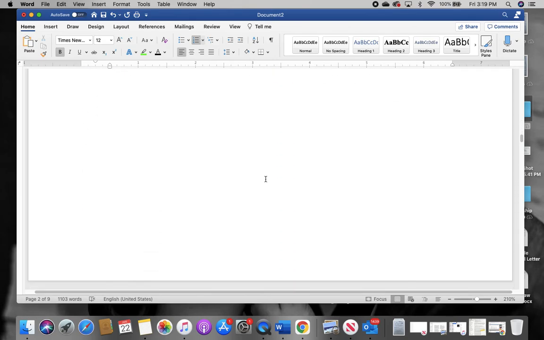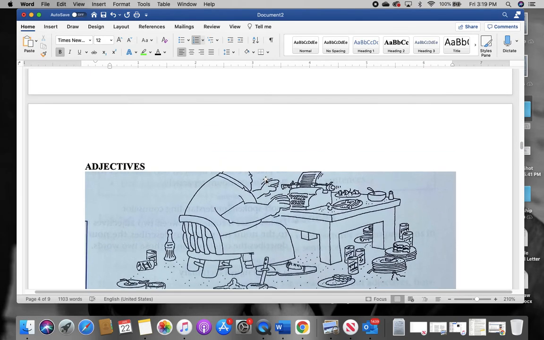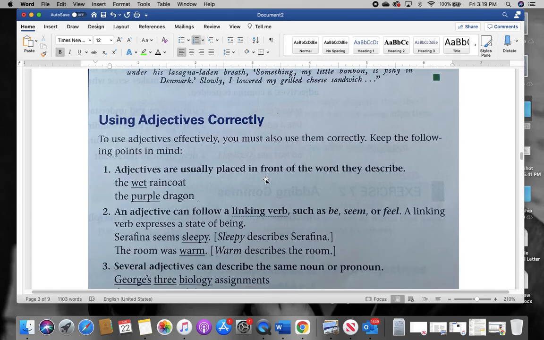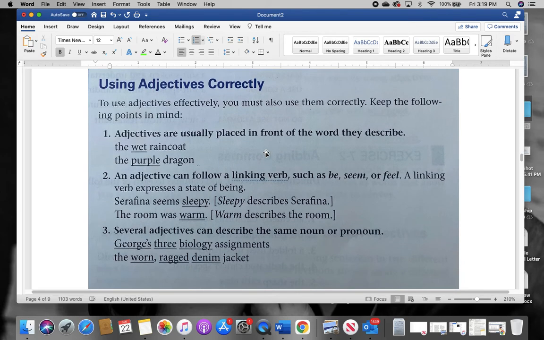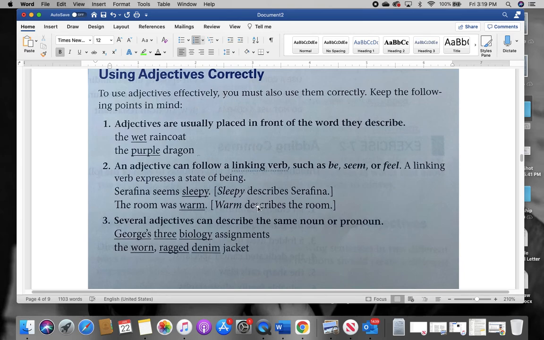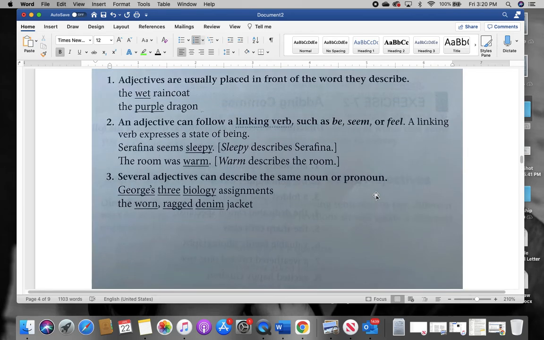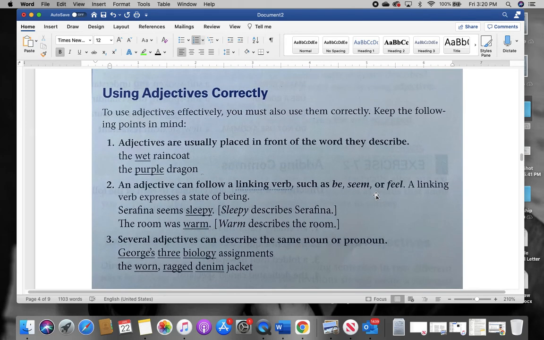And again, I've taken some pictures from the textbook. So I'm going to get into adjectives. There are two particular pages that I thought worked well. One is on using adjectives correctly, and the other is on using adverbs correctly. They give you a nice overview of how to use them correctly, and then I have some additional information on that.